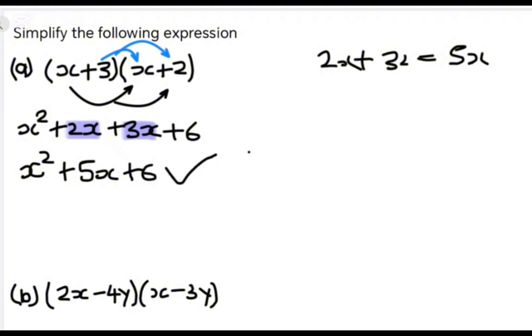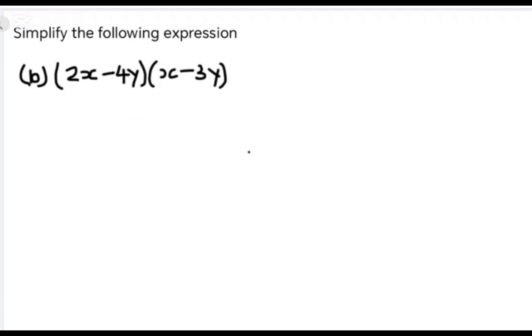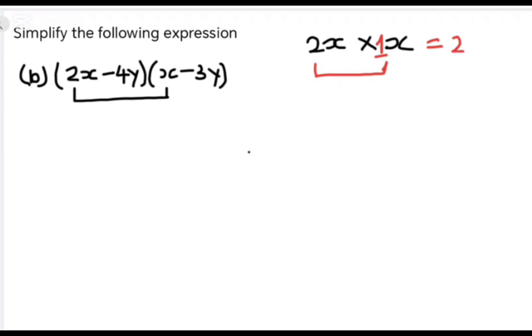Let's just take a look at the second one. How can we simplify it? So here's the second one. We're going to still do the same thing. This term is going to be multiplied with this one, so here we're going to have 2x multiplied with x. Remember, a number is multiplied by a number, and here there is an invisible one. I keep repeating this for the sake of those who don't understand. So we're going to have 2, and this x multiplied with this x gives x squared. So the first term is going to be 2x squared.